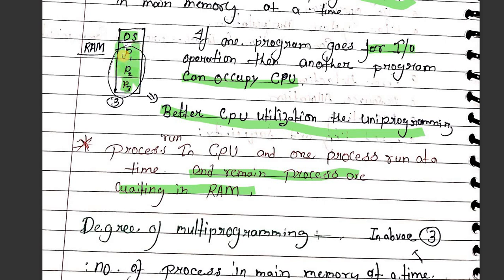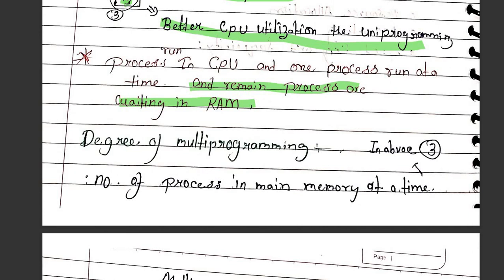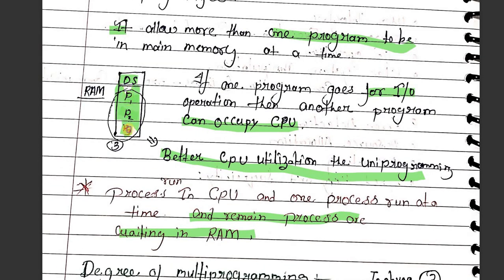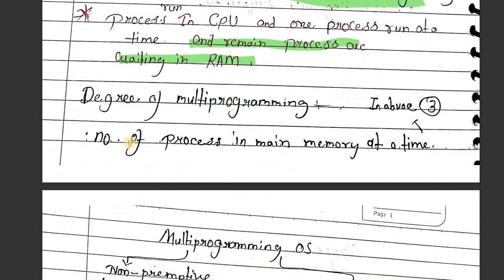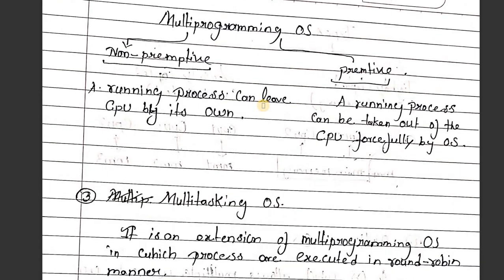Means when the P1 process goes in the CPU, then P2 and P3 are still waiting for the CPU. When the P1 process completes, then P2 occupies the CPU and P3 is still waiting. Degree of multiprogramming: the number of processes in main memory at a time. The number of processes in main memory at any time is called the degree of multiprogramming.